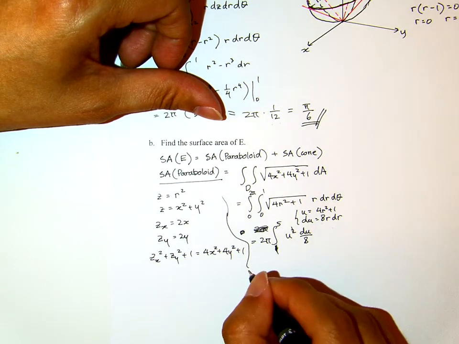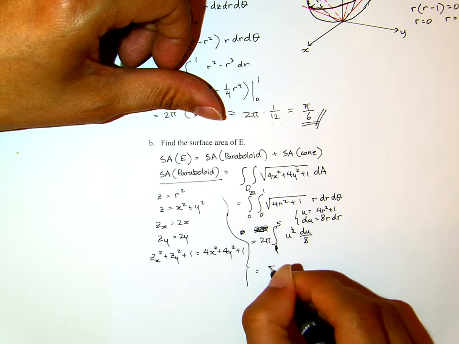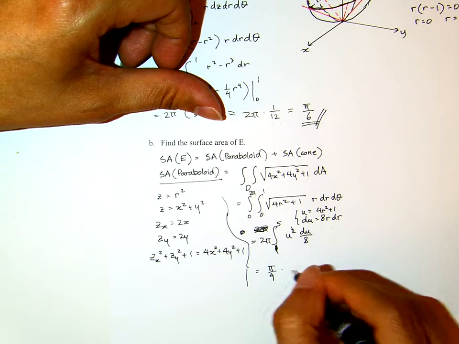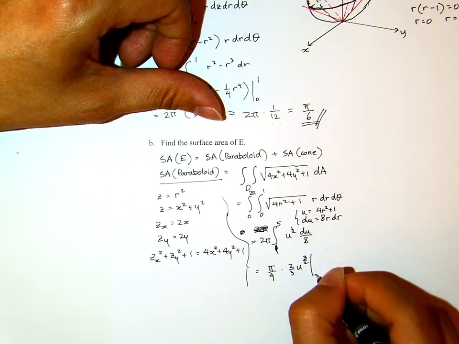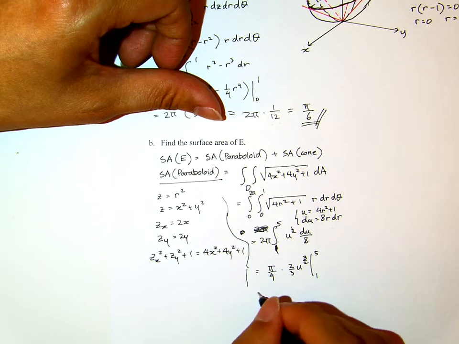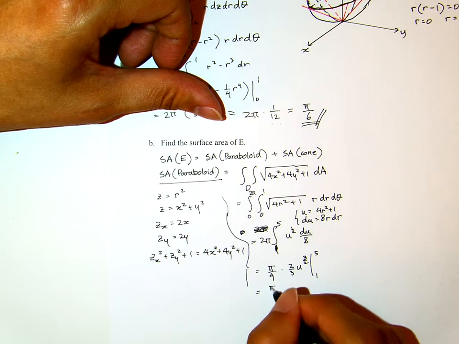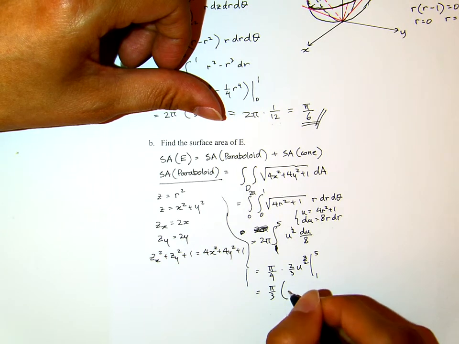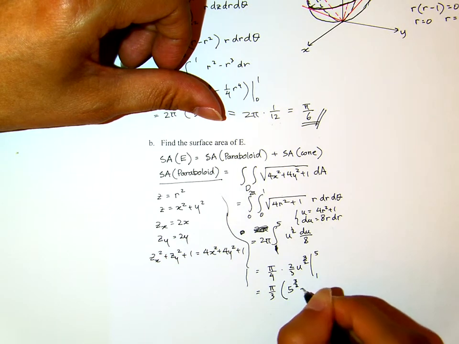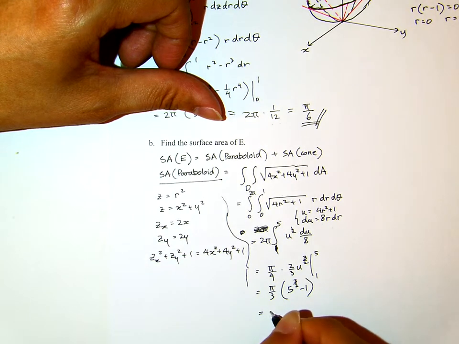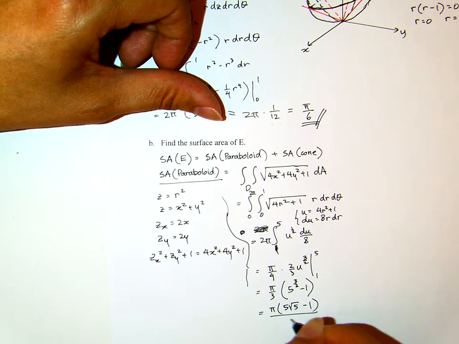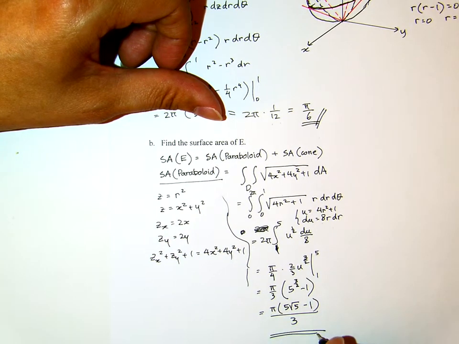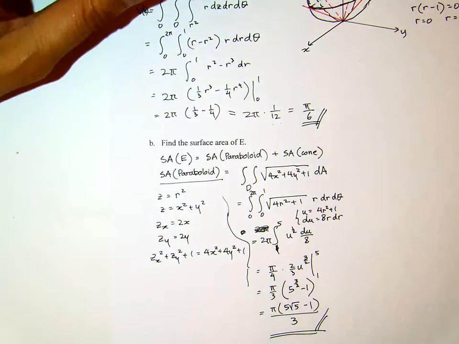okay, which equals pi over 4 times 2 over 3 u to the power of 3/2 from 1 to 5. After cancelling, pi over 3, and then 5 to the 3/2 minus 1, or maybe if I write it using radical, it would be pi times the quantity 5 radical 5 minus 1, over 3. That's the surface area of the parabolic.